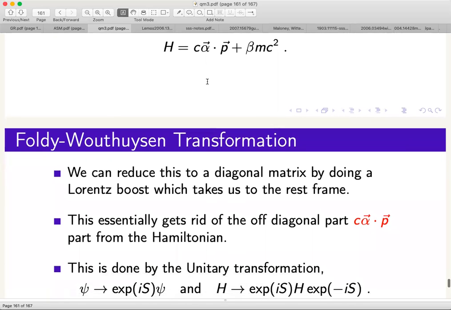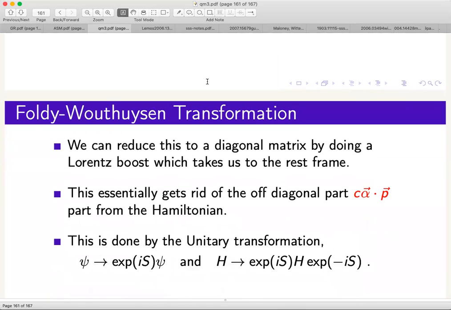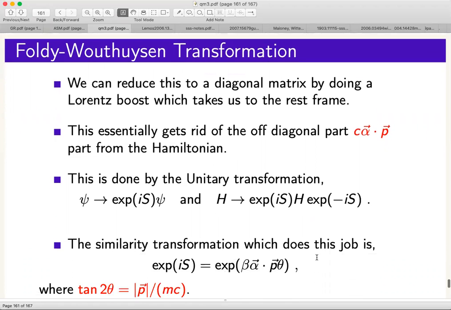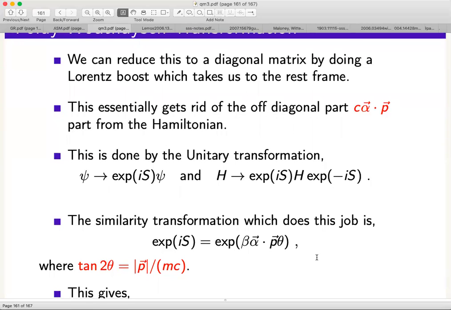Okay, so what we want to do is not do that, but keep alpha dot p, but find out a unitary transformation which changes psi to e to the i s multiplied by psi, and h, which is an operator, undergoes this conjugation transformation, e to the is, h e to the minus is. Okay. What we want to do is to find appropriate s such that this new quantity that you write down, let's call it h prime, is diagonal. Okay. So that is the game. Okay.